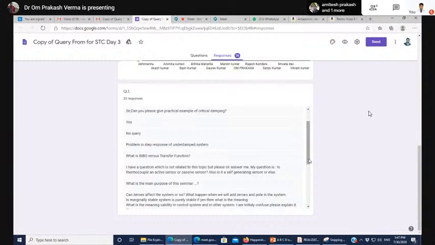I have a question which is not related to this topic, but please, sir, answer me. Is a thermocouple an active sensor or a passive sensor? What do you think? Is it a self-generating sensor or not? Active sensor means you have to give a supply. The thermocouple is a self-generating sensor because it does not need any power supply. It works with two different metals joined, forming two junctions inside.